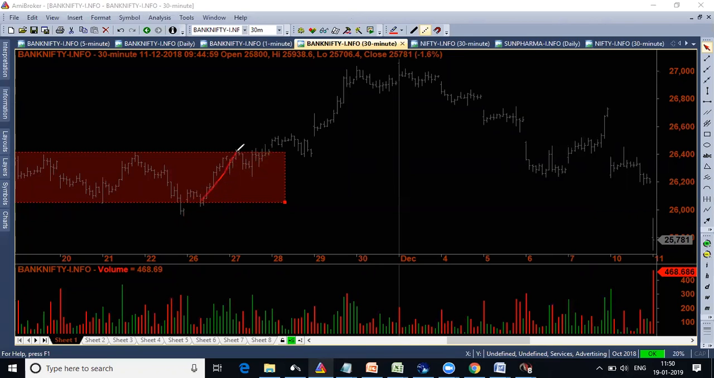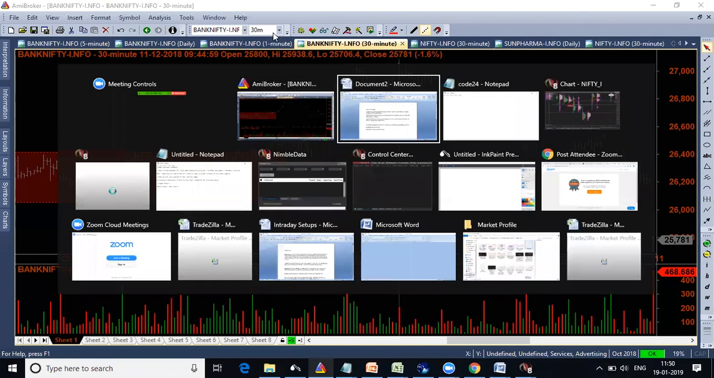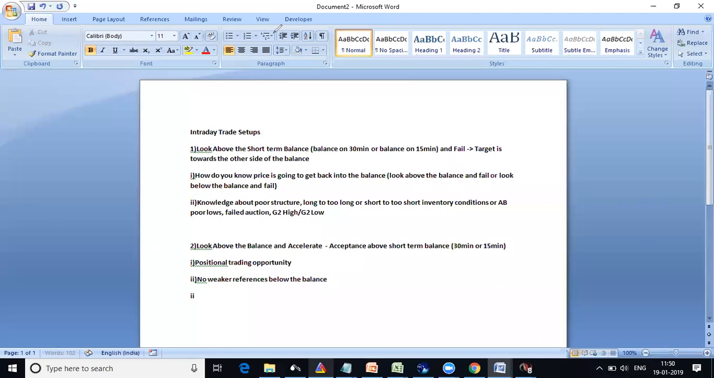Price has to clearly go up with a sign of strength, and it does a lot of activity over here, a lot of acceptance, and then it starts moving up. Those are the signs of a good trending market, right? So the auction should be really strong. You have to look for a stronger auction. When the auction is developing upward, it should not create any poor structures or any other weaker references. In such a way, you can use that as a look above the balance and accelerate.